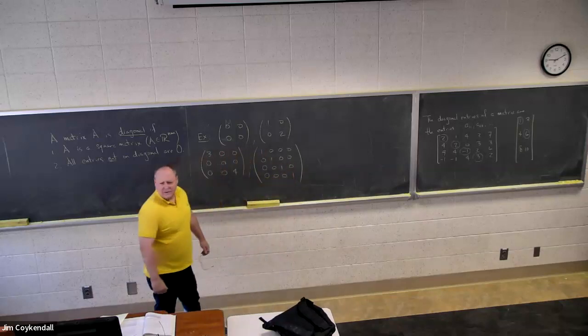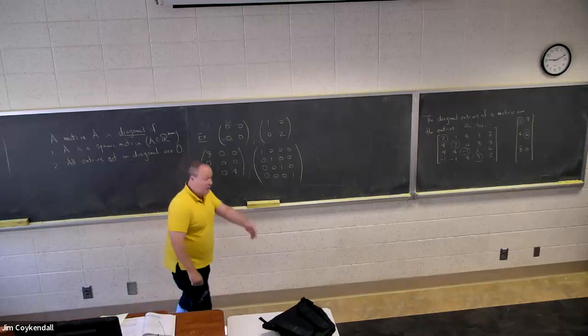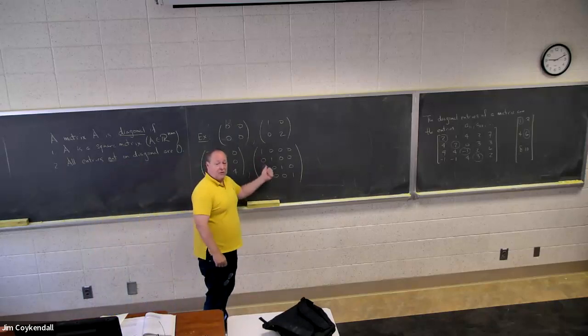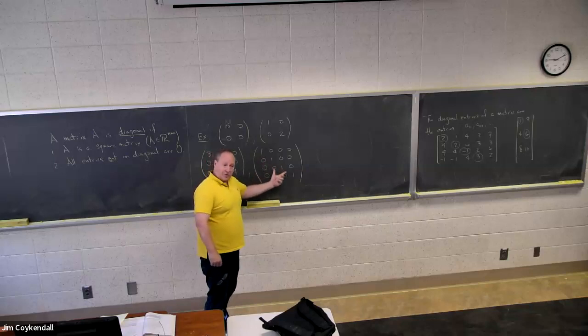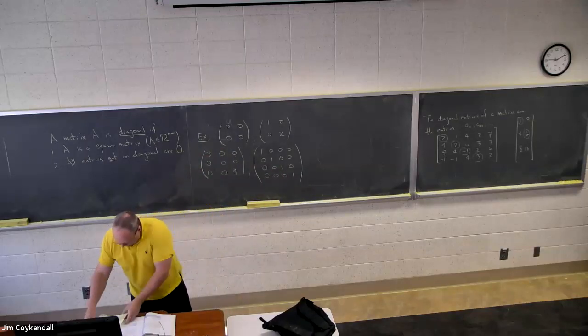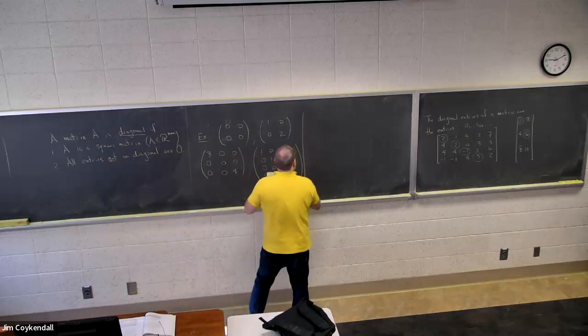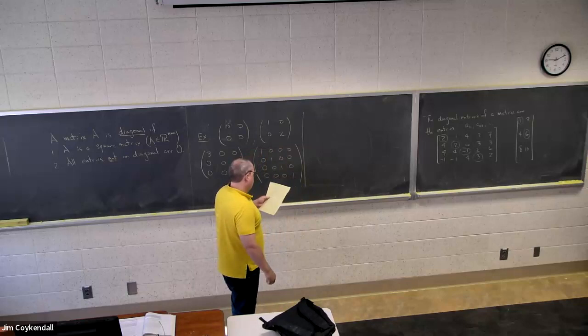what do we call this matrix? Reduced echelon. That's right, it is in reduced row echelon form, absolutely, but it's a special kind. This is the identity matrix. In particular, it's the 4 by 4 identity matrix. The identity matrix is a diagonal matrix. So that's an important piece.